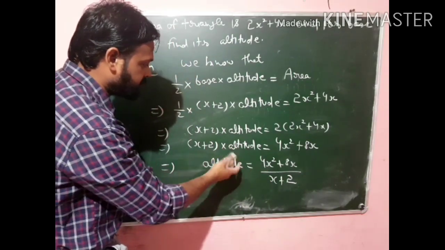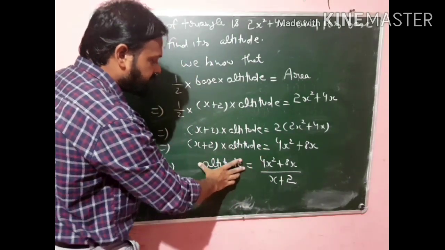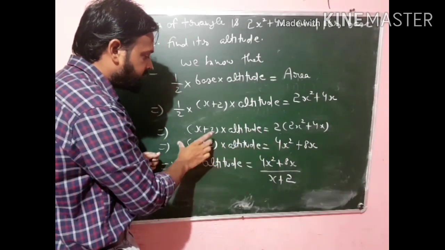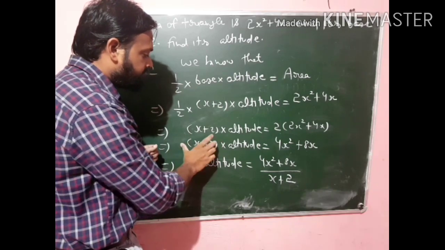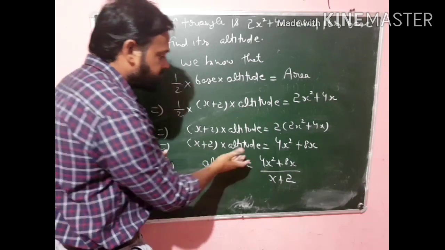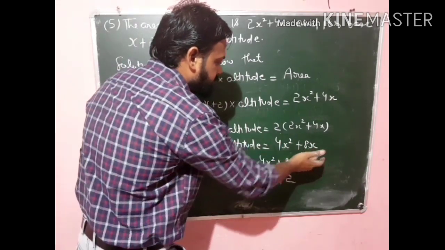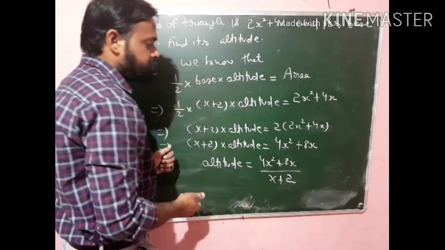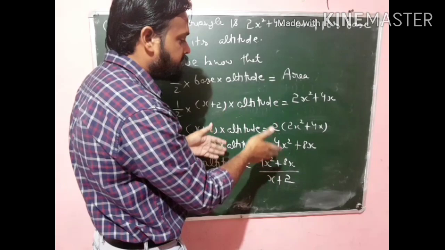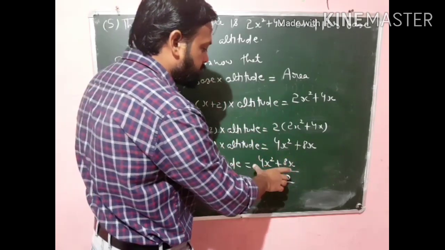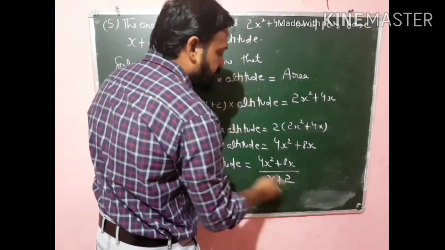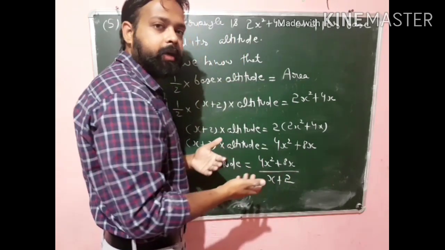Now you can see in the next step, altitude remains on this side. So now take this x plus 2 to the right hand side. Of course here it is in multiplication, which means it is in the numerator. When we take it to the right hand side, it will go into the denominator. So altitude is equal to 4x square plus 8x over x plus 2. I hope this is clear to you. Now we have to apply the same process, which means we have to find the division of the polynomial. This time we have to divide the polynomial 4x square plus 8x by x plus 2.